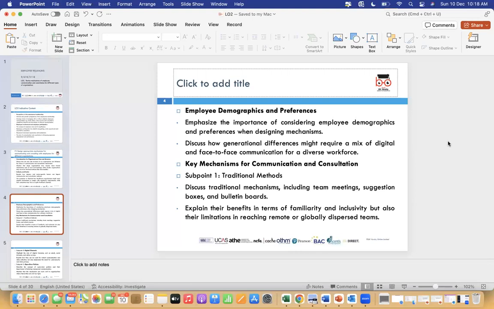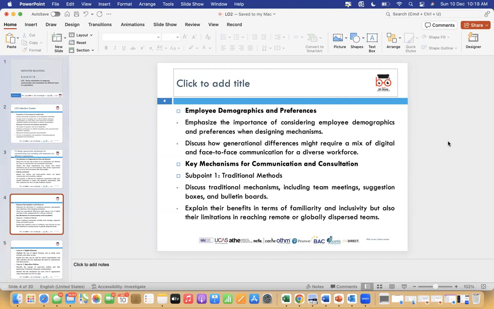Going on with the mechanisms for communication and consultation. Firstly, we talk about traditional methods. Traditional methods essentially would be proper team meetings, face-to-face team meetings, not Teams meetings. You have suggestion boxes and bulletin boards. Pretty self-explanatory. Suggestion boxes are always there around, and you can put in whatever you feel anonymously. You have boards wherein you can say how you want to communicate. Like, I feel that there is Christmas coming up, we should have a secret Santa done. So maybe I put that idea on a board or a suggestion box. So that was a traditional method of doing things.